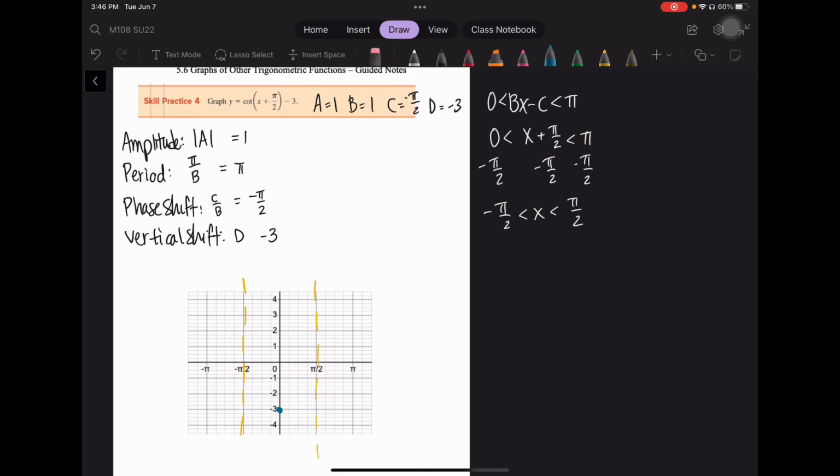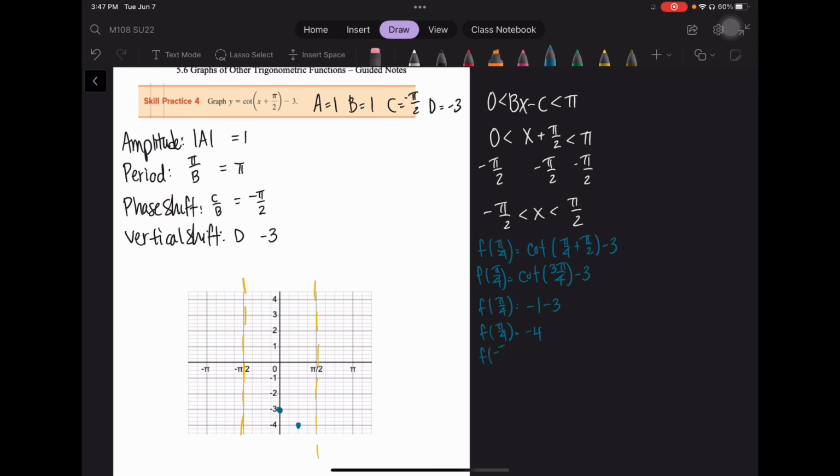I'm going to pick to the right of 0 and to the left of 0, and halfway between 0 and pi over 2 is pi over 4. So let's find the function at pi over 4. That's going to be the cotangent of pi over 4 plus pi over 2 minus 3, which is the cotangent of 3 pi over 4 minus 3. The cotangent of 3 pi over 4 is the reciprocal of tangent, which is -1. We have -1 minus 3, or the function at pi over 4 is equal to -4.